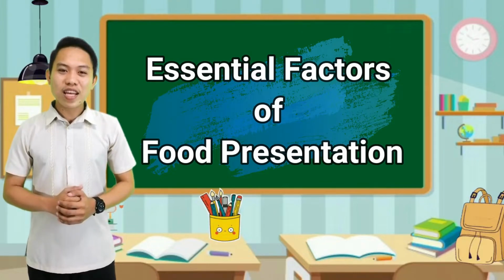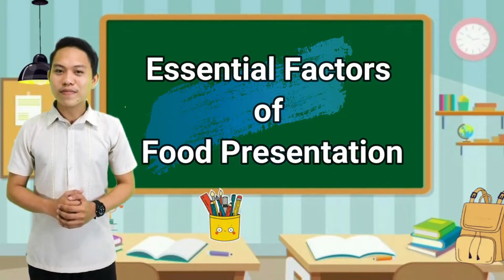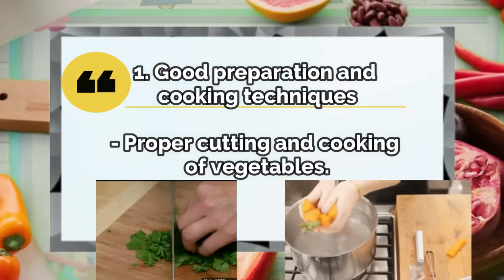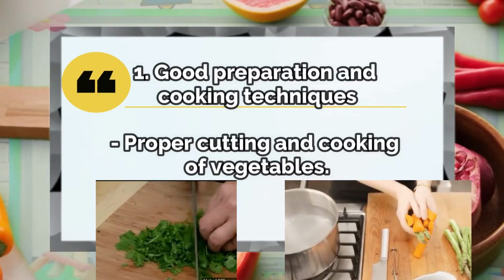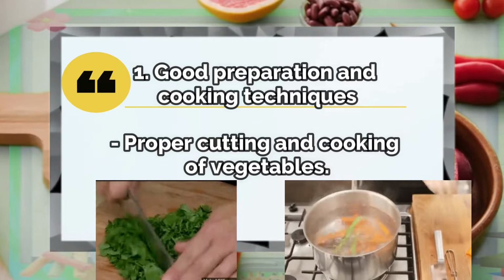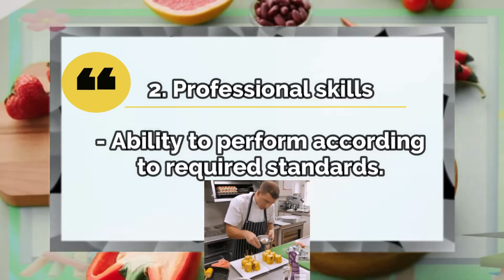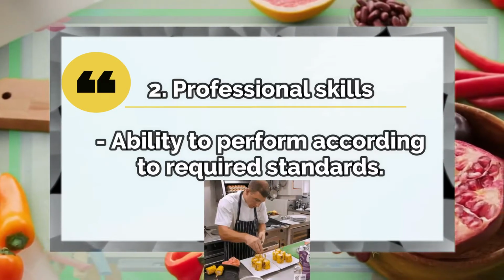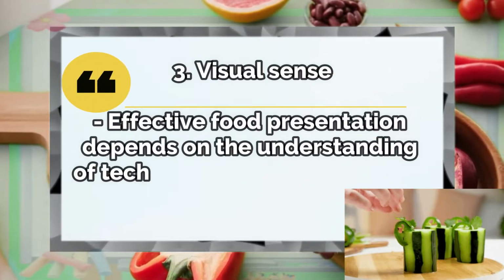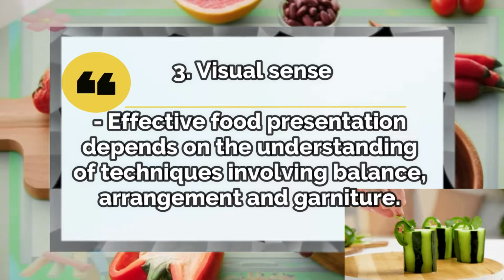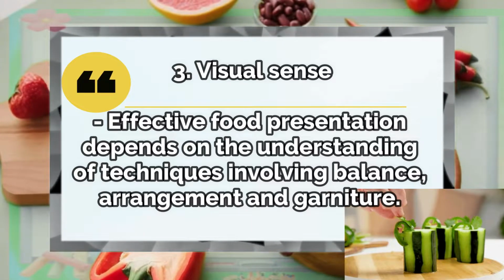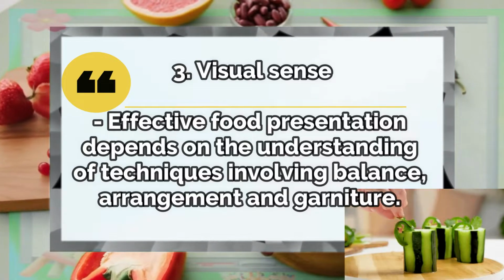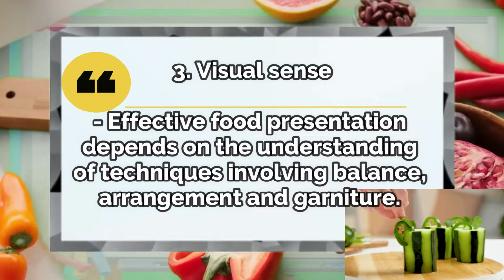Let us identify the essential factors of food presentation. The first one is good preparation and cooking techniques. It refers to proper cutting and cooking of vegetables. The second one is what we call professional skills. It is the ability to perform according to required standards. The third factor is what we call visual sense. Effective food presentation depends on the understanding of techniques involving balance, arrangement, and garniture.